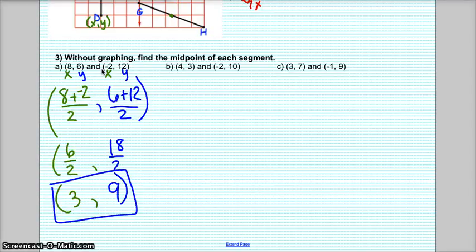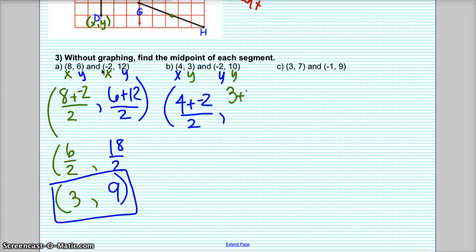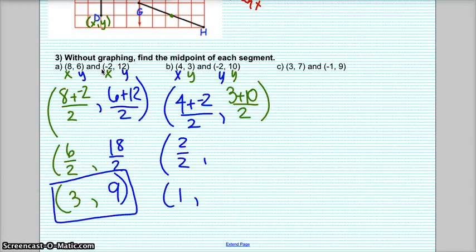Next one, letter B. Find the average of your x's, 4 plus the negative 2. There's 2 values, so we divide by 2. And then you're going to do it for your y's. 3 plus 10, divide by 2. This is going to give me 2/2, which is 1. And the y value is going to give me 13/2, which is 6.5.